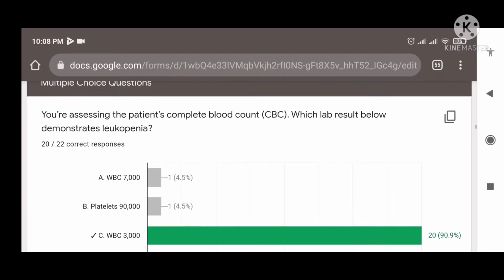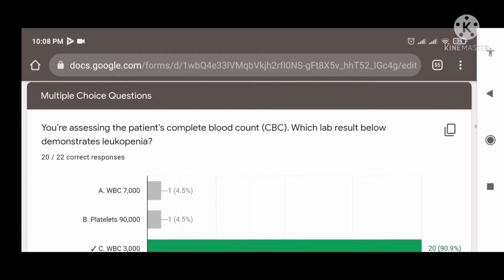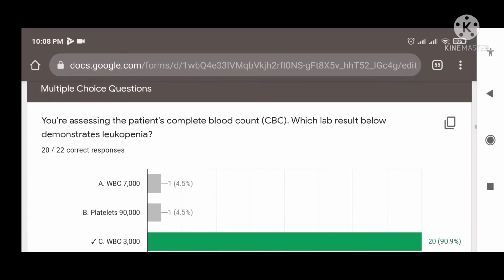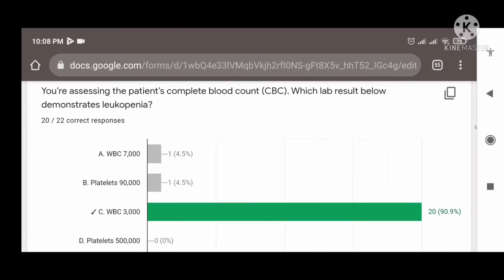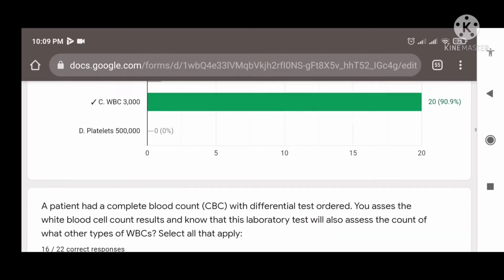My first question: you are assessing the patient's CBC, which lab result below demonstrates leukopenia? Obviously the WBCs indicate leukopenia, because leuko means leukocytes and penia means a decrease in the leukocyte count. So here the right answer is WBC, and only 20 students gave the right answer.